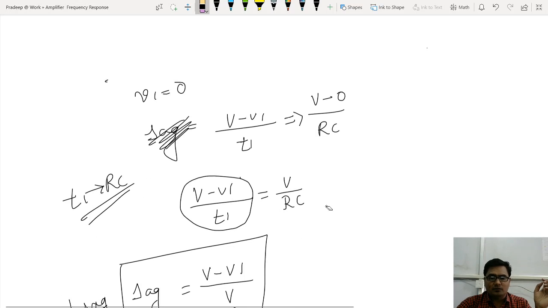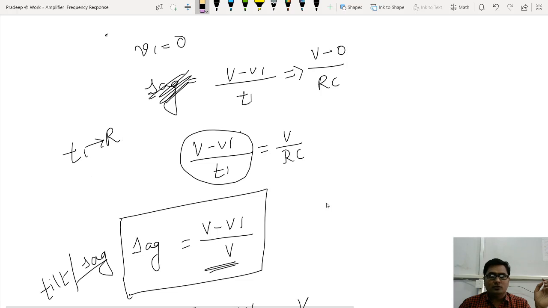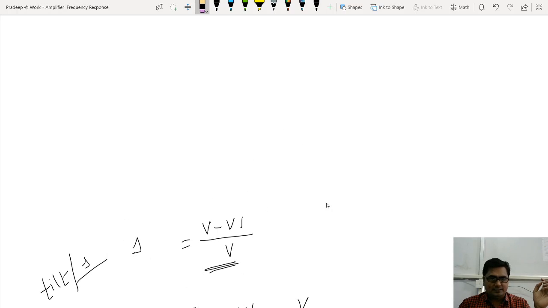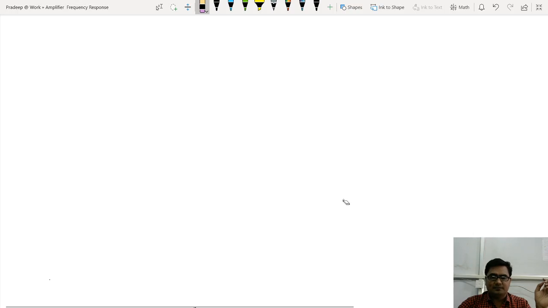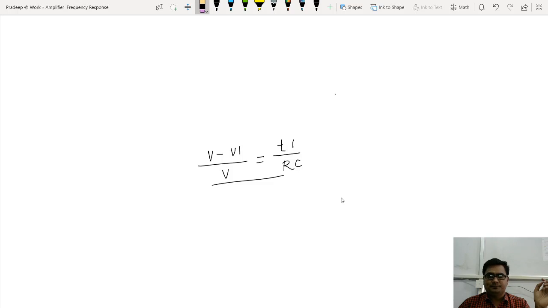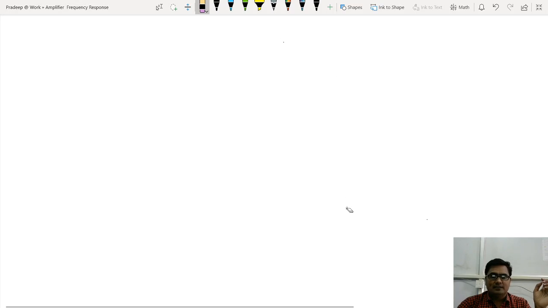So let me check. We had a lot of stuff covered in the last session about sag and tilt in square wave testing. So let me delete it, rub this, and let us start with a fresh thing. Only the figures will be kept as they are, because I can use those as a reference.